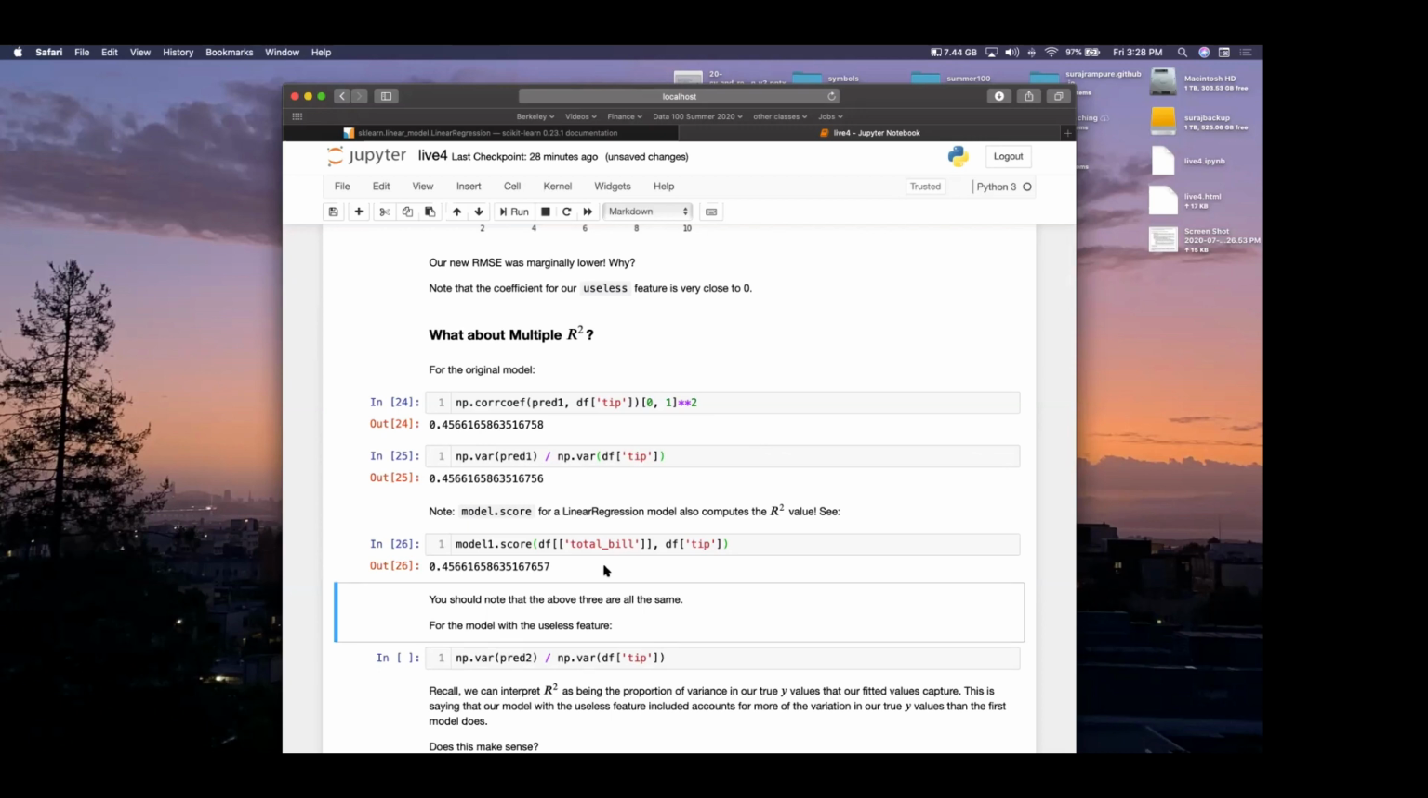One thing you should be aware of: model.score works differently for linear regression models and logistic regression models. We haven't talked about logistic regression yet. It's going to appear in lecture on Wednesday and Thursday. When we do that, model.score will tell us the accuracy of our model, so the number of times we made a prediction that was exactly correct.